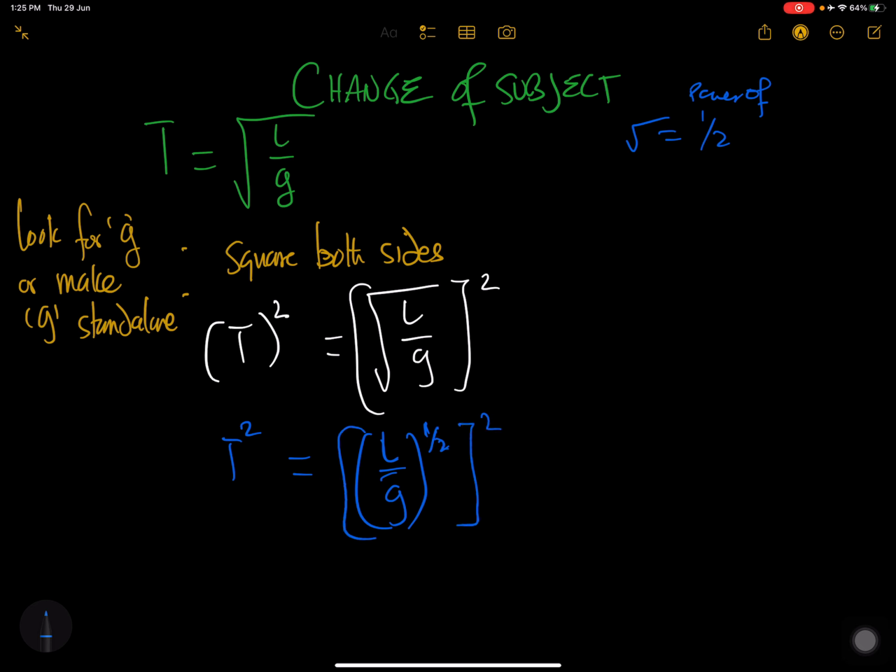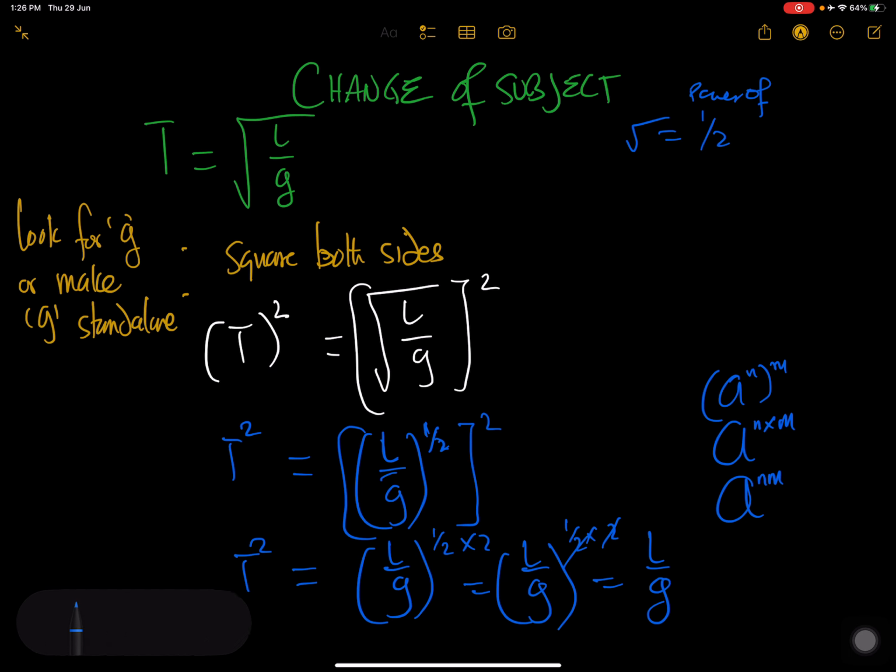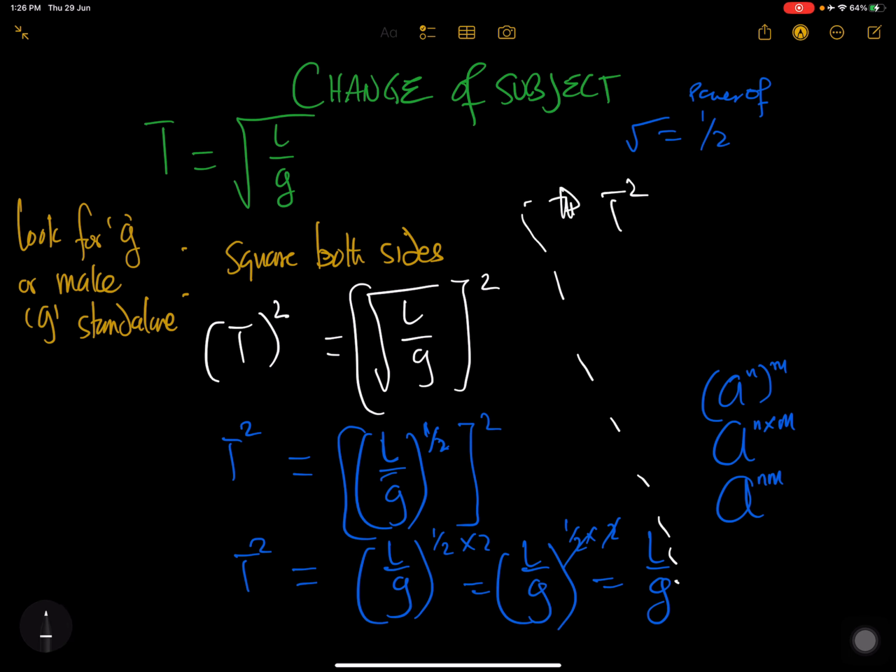Now we are going to get t squared is equal to L over G to the half, multiplied by 2. Do you remember from our indices, we did say that if you have a to the power n, all to the power m, that gives us a to the power nm. Don't forget that. And when we do that, we end up getting L over G, the half times 2. This will cancel out, and we get L over G, basically. Now, it means that we're having t squared on the left-hand side. Don't forget, t squared is equal to this L over G.